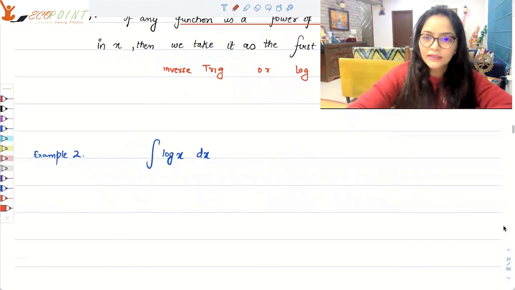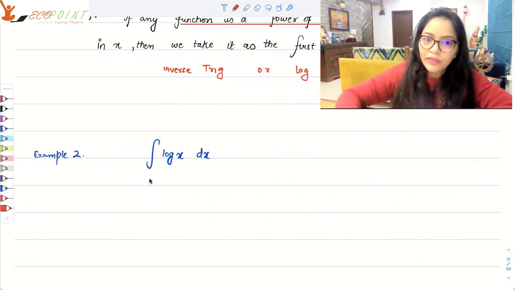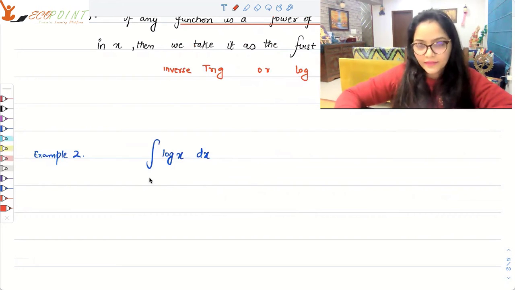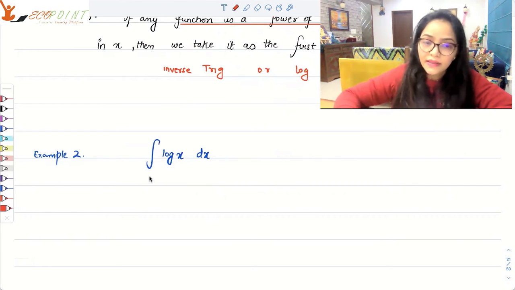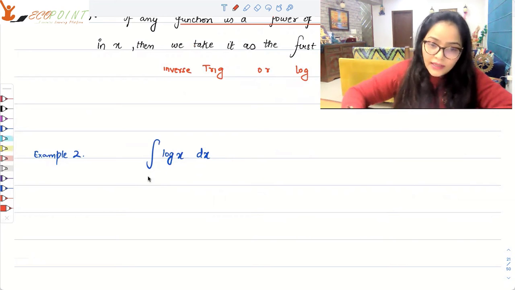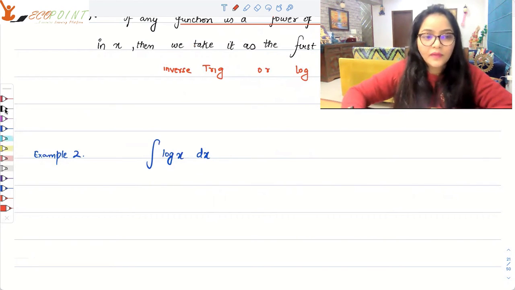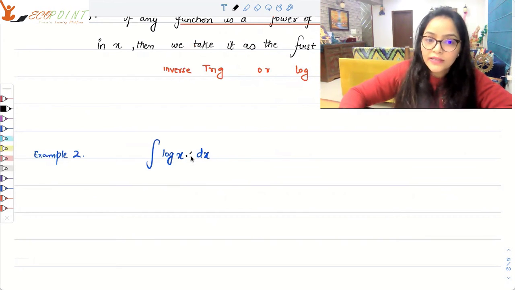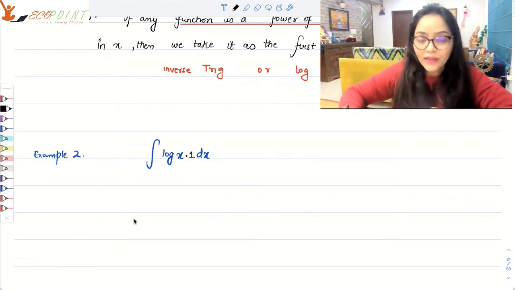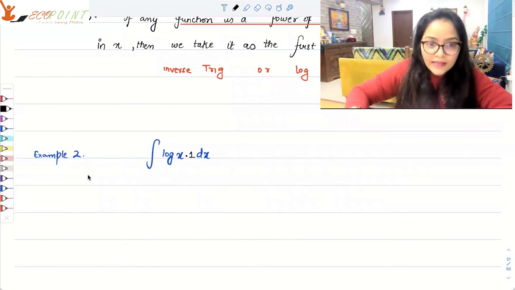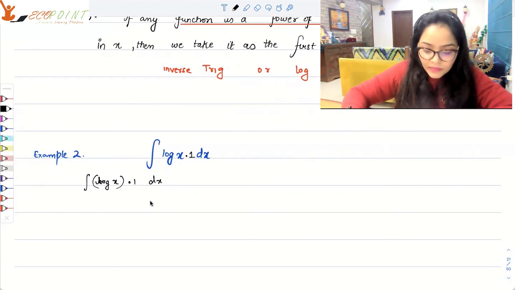Let's now work on a couple of examples. Suppose we have to integrate log x dx. How would you do that? Integrating log x is a special case in itself. You just have log x here. You don't have a product of two functions, but log x could be taken as log x into 1. So I can take it as integral log x into 1 dx.